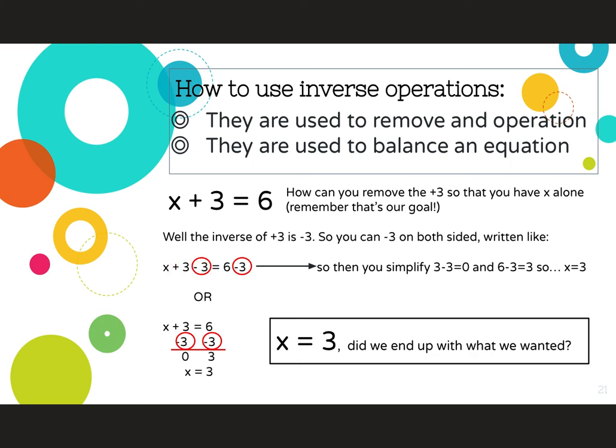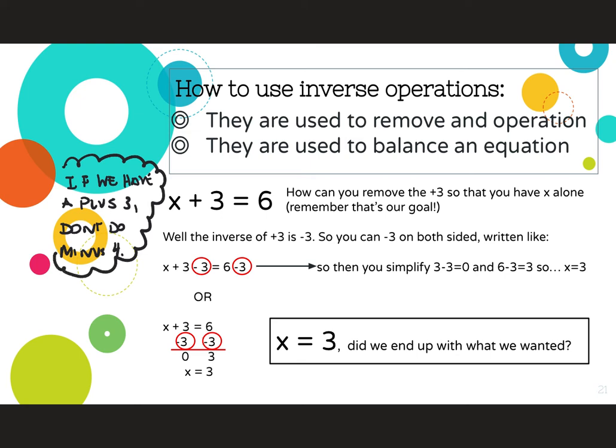If we have a plus 3, don't do minus 4. That's a little side note. I have to write this down. I just want to make sure we're clear. If you have a plus 3, don't do a minus 4. If you have a plus 3, do a minus 3. You want to get rid of it, right?